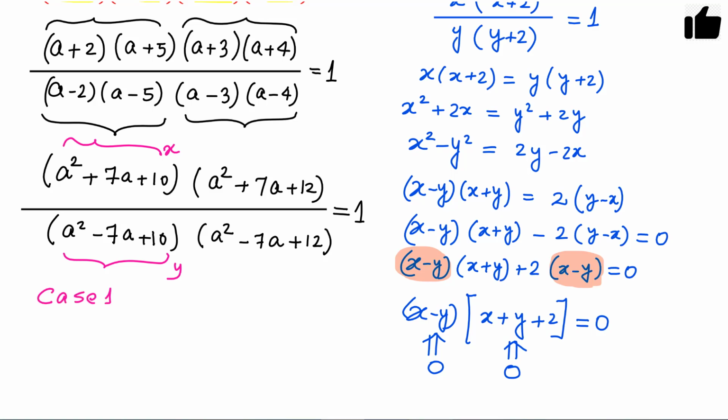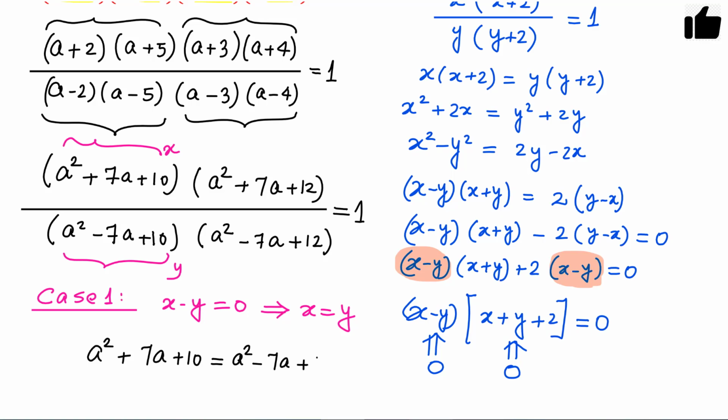The first case: when x minus y is equal to 0, this means x is equal to y. And what is x and what is y? If you remember, this is x and this is y. So we can equate these two things. We will have a square plus 7a plus 10 is equal to a square minus 7a plus 10. From here you can say this will be 14a is equal to 0, so a is equal to 0. So a equals 0 is one solution of this equation.